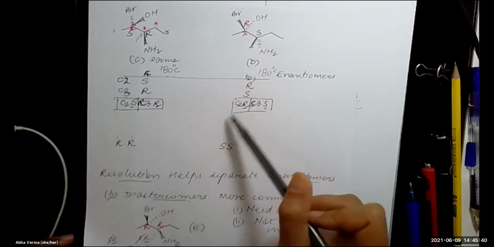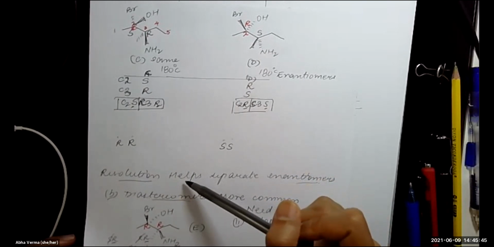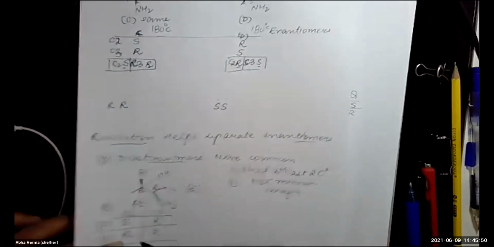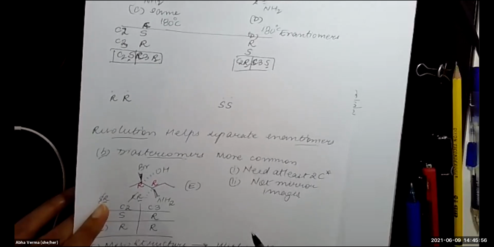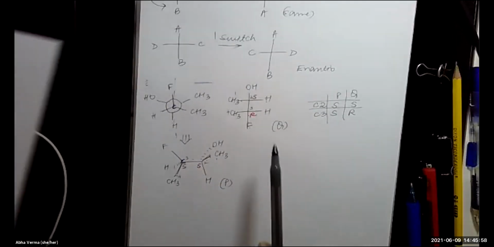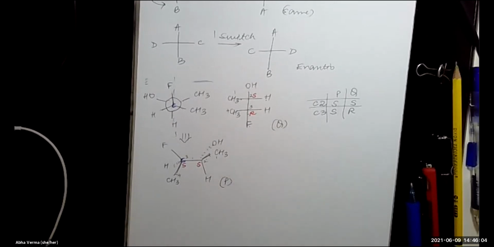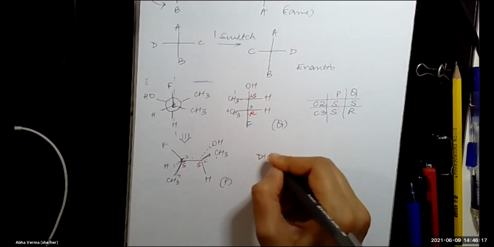So at all chiral centers, you have to compare the same chiral centers. If it is exactly the opposites, then you have an enantiomer. If there is a weird combination, then it is a diastereomer. So now tell me, what is the relationship between P and Q? Is it enantiomer, diastereomer? Nothing? Okay. It is a diastereomer.